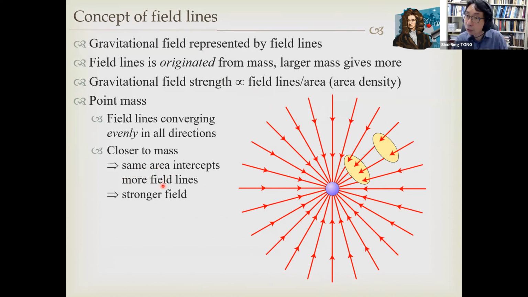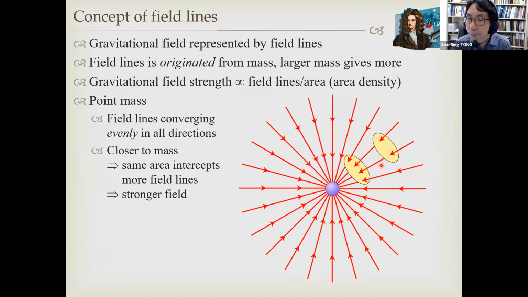Same area intercepts more field lines, you have a stronger gravitational field. So the field strength gets stronger and stronger when you are getting close to the point mass. Does it make sense? Now, you may say, well, that concept is really vague. I cannot understand it. How do you count the field lines? That makes no sense. Now, don't worry about it.